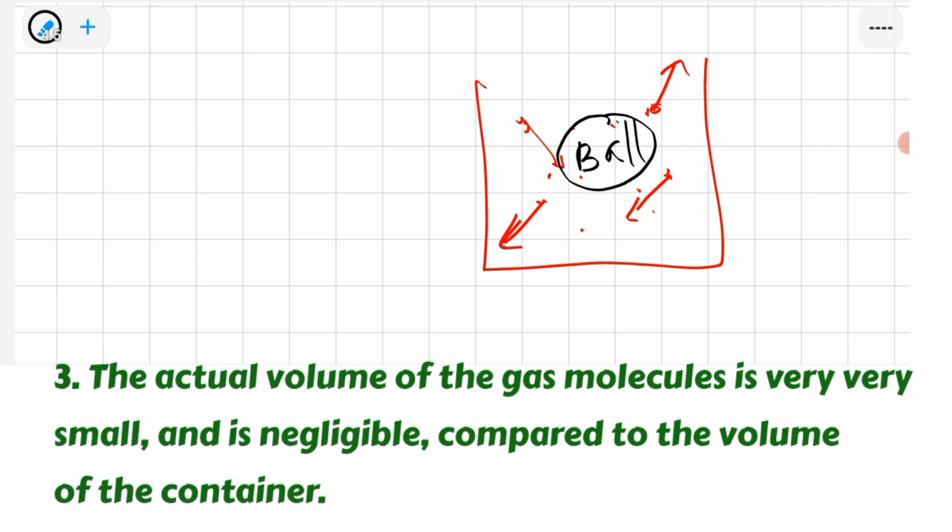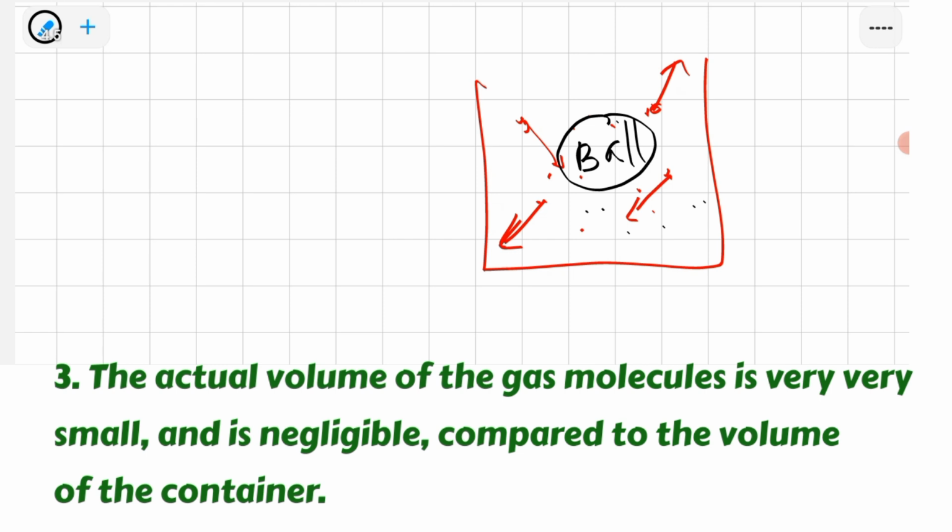But now imagine that this ball is now tiny, like a very small dot like this. Then that ball will be occupying a very small volume. The volume occupied by that ball will be very, very small compared to the volume of its container. That's to tell you that these particles are tiny. They are very, very minute and very, very small. That's what the third postulate is telling you.